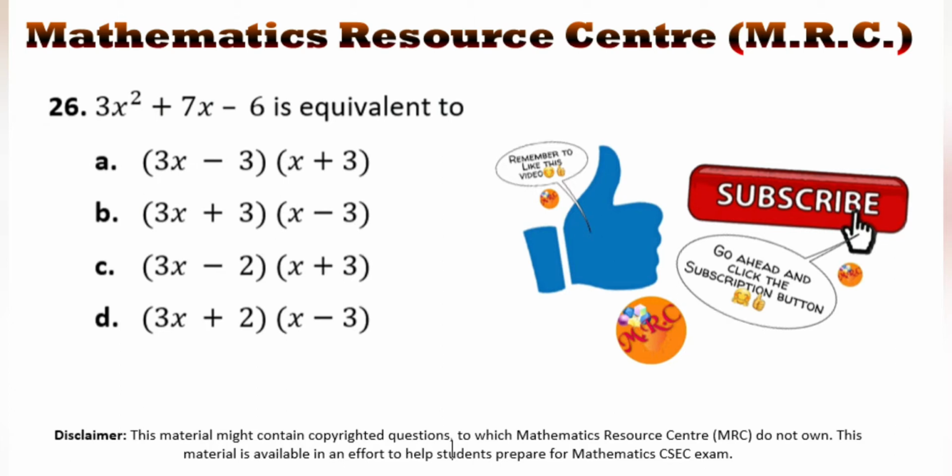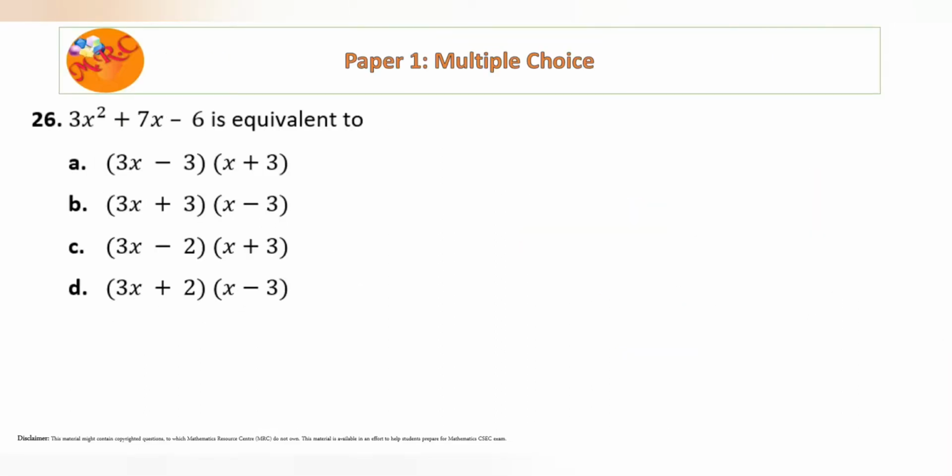Just pause the video, read through the question, and we are ready to begin when you are. Number 26, 3x squared plus 7x minus 6 is equivalent to.